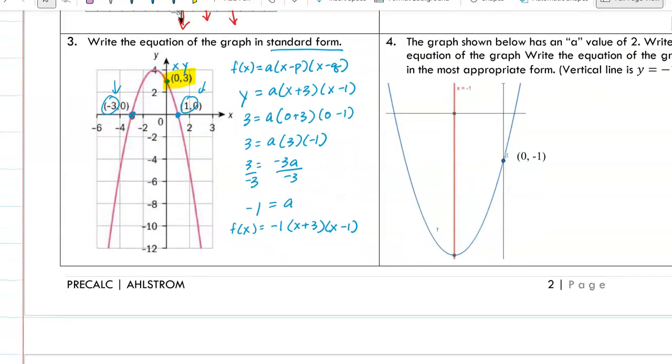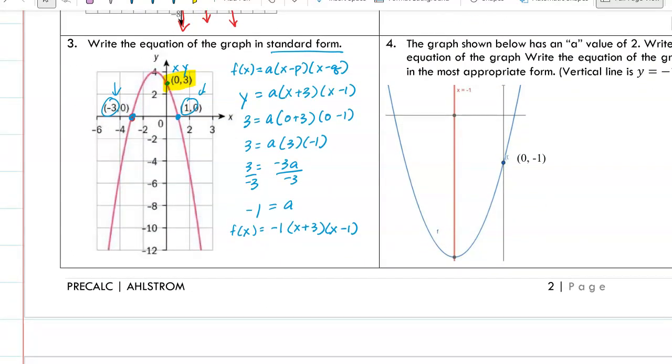And I told you to write it in standard form. All you have to do is just multiply it out. I can multiply these two together or the last two together, doesn't matter. That's the associative property. I'm going to multiply the two binomials together, x² - x + 3x - 3, which is x² + 2x - 3. Distribute the negative sign, -x² - 2x + 3 would be my final answer.